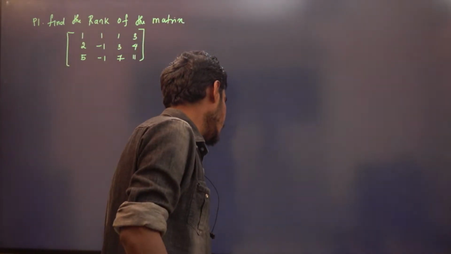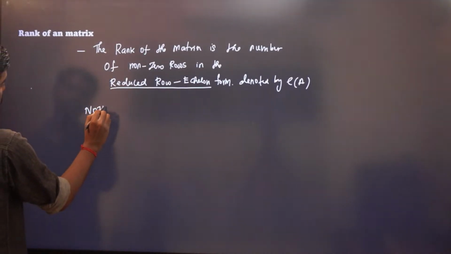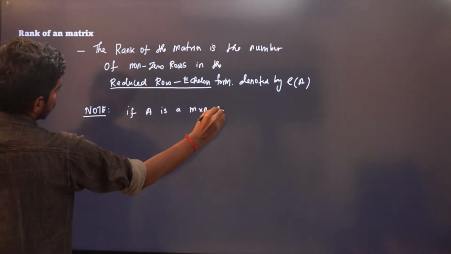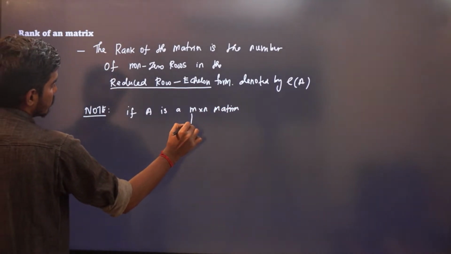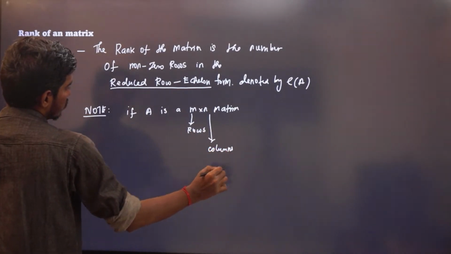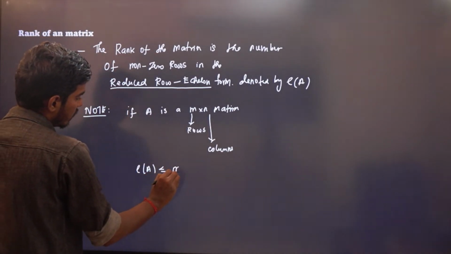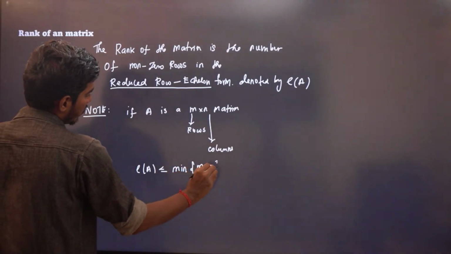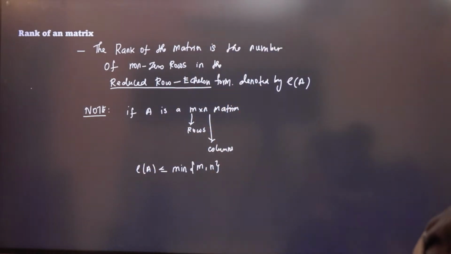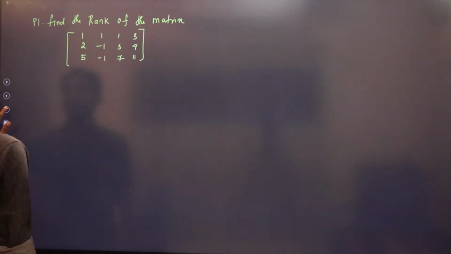You always remember that the rank of A is always less than or equal to the minimum of m comma n. If A is an m cross n matrix, so m rows and n columns, where m denotes rows and n denotes columns, then the rank of that matrix is always less than or equal to the minimum of m comma n. Whichever is minimum, the number of rows or the number of columns, always note it down. So we need to find the rank of the matrix.